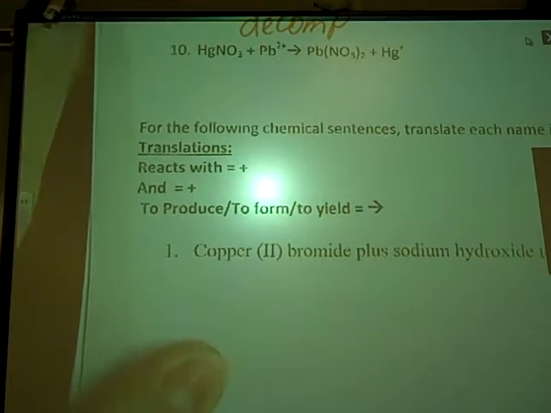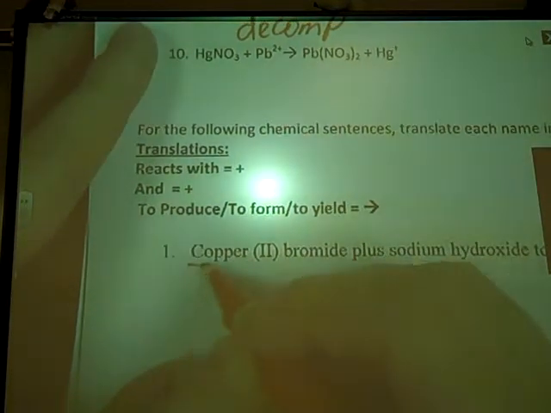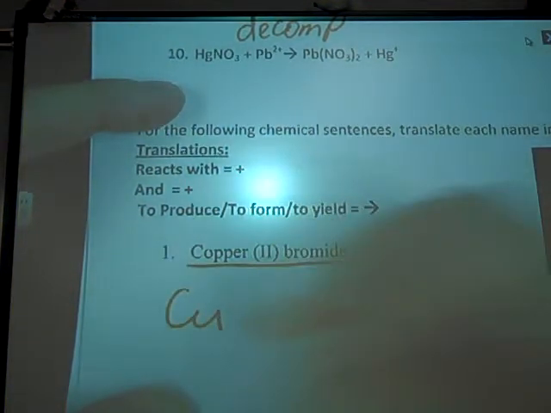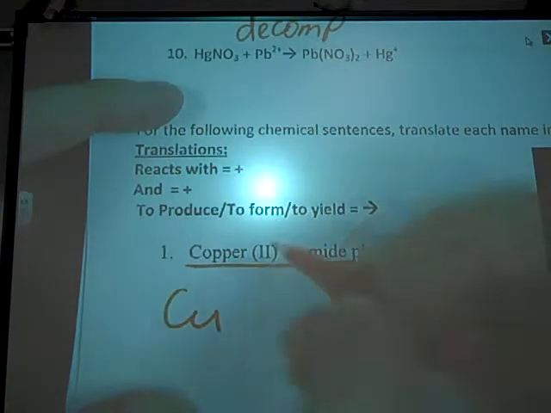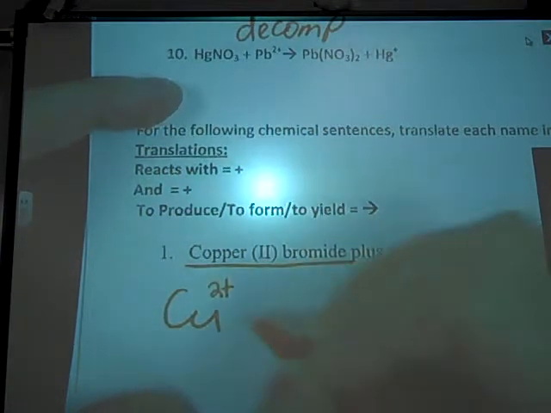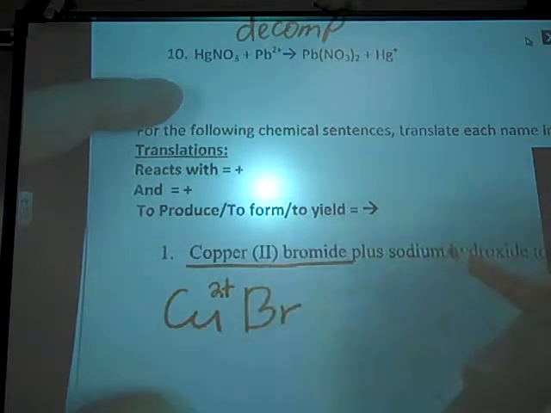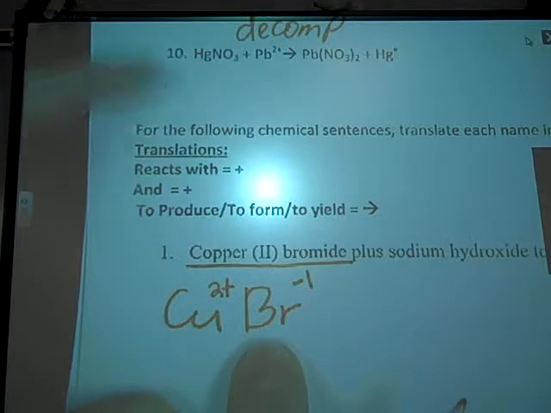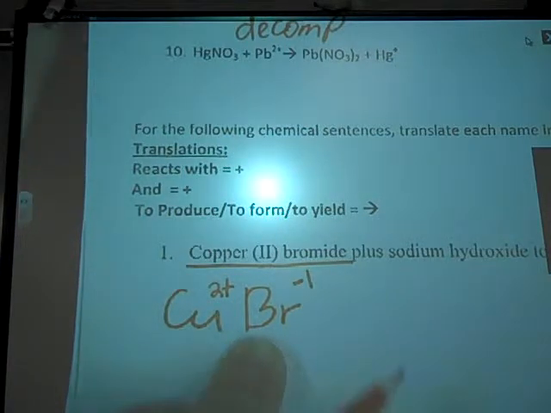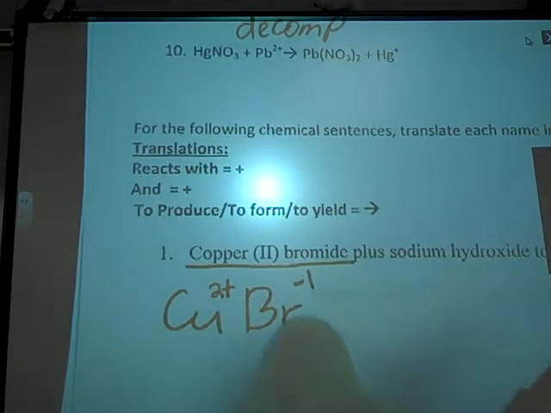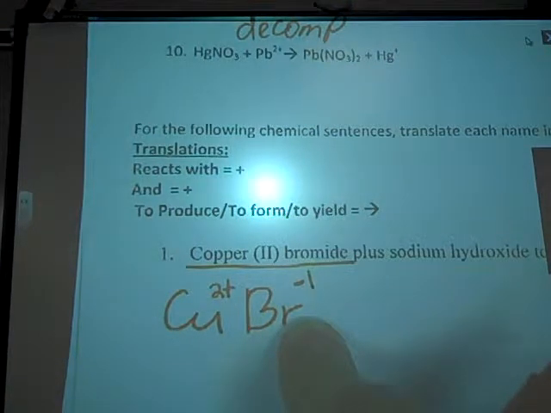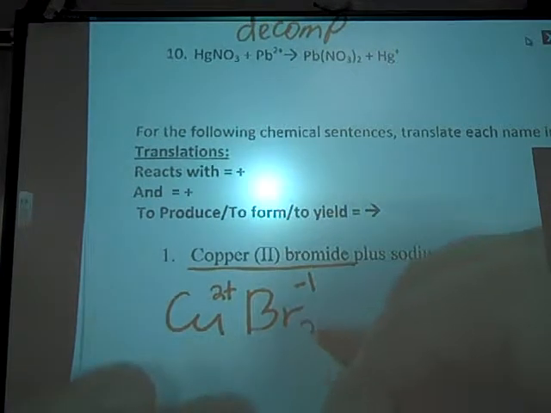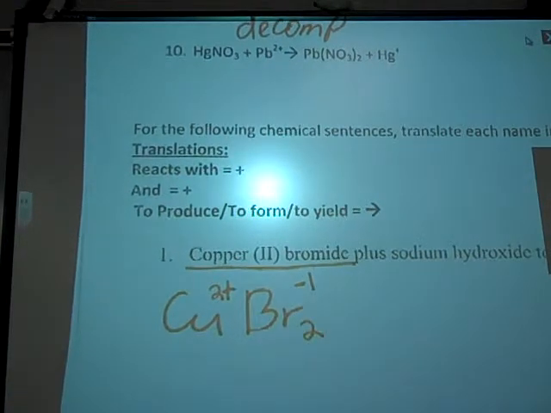My first compound that I need to translate right here, copper 2 bromide. The symbol for copper is Cu. He has his 2+ charge here. The symbol for bromide is Br, and he has a -1 charge. 2 minus 1 does not equal 0, so this is not written correctly just yet. I need more negative, so I'm going to have to multiply my -1 by something to get it to 2. That something is a 2, so I put a subscript as a 2.